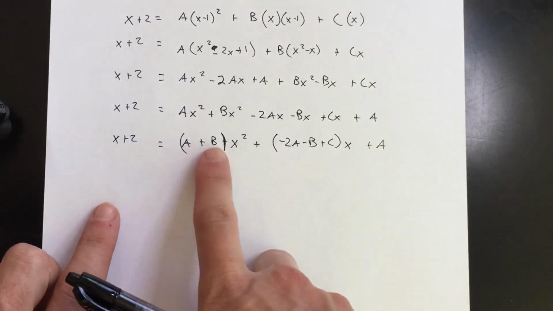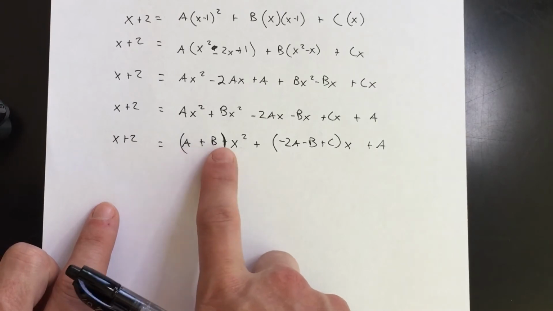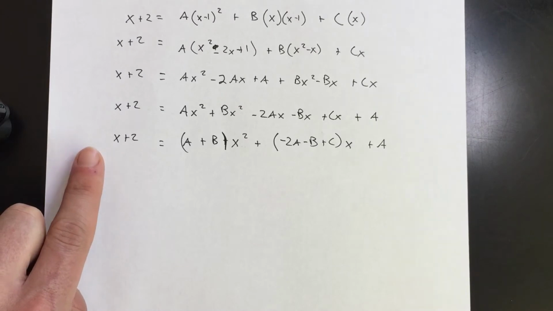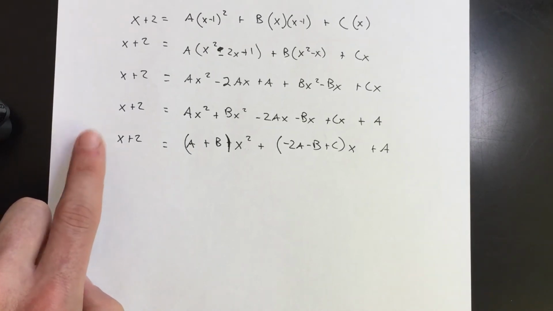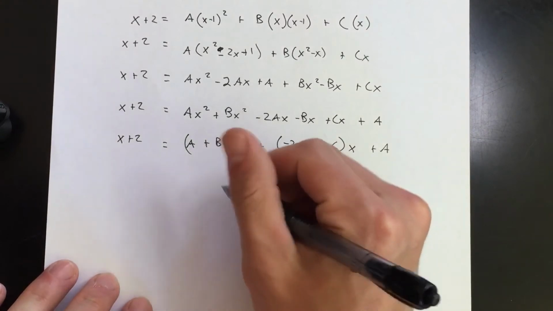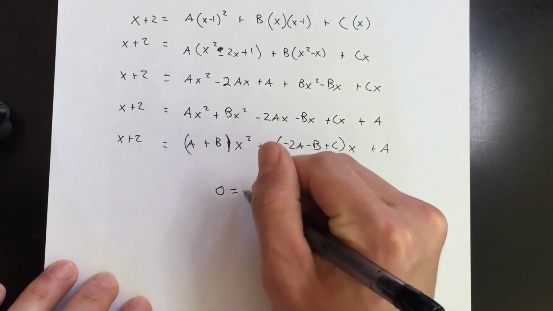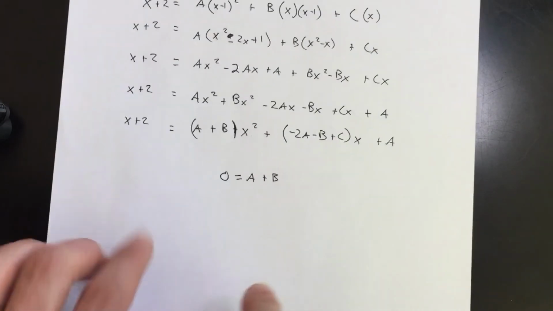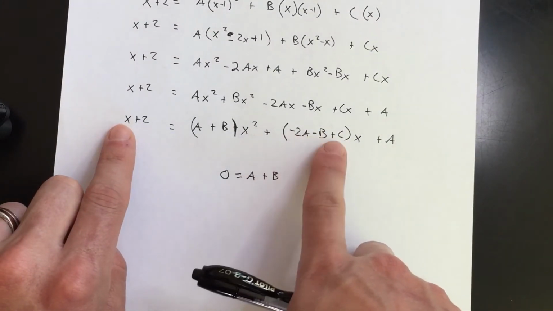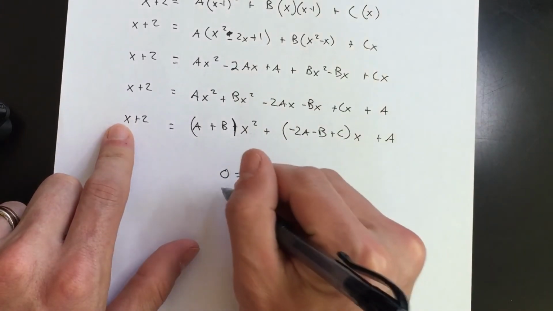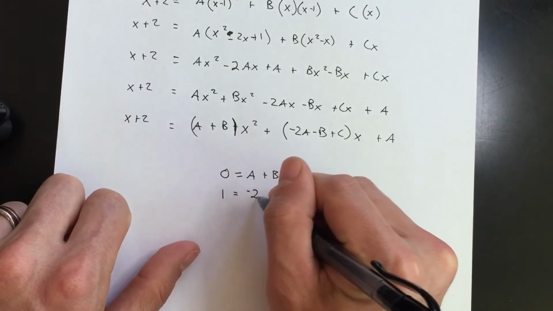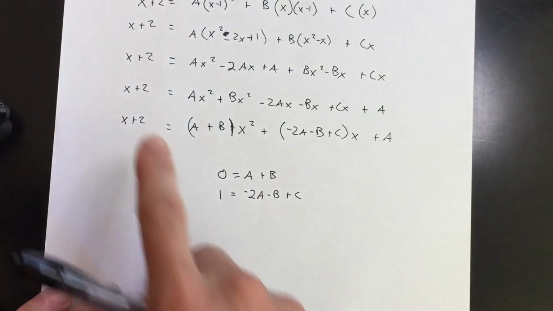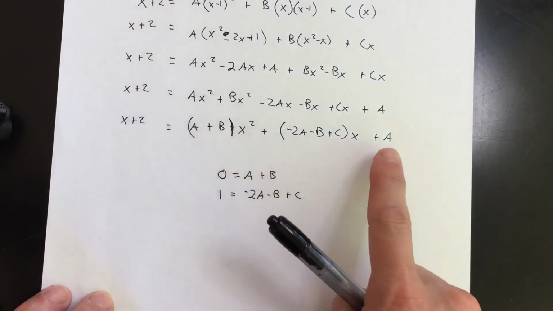So let's check this out. A plus B, the coefficient of x squared, has to match the coefficient of x squared over here. Well, what do you notice? There is no x squared. So therefore there's a 0 x squared on my left-hand side. So the first equation in my system is going to be 0 equals A plus B. My next equation: the coefficient of x has to match the coefficient of x. This coefficient is a 1. So 1 is equal to negative 2A minus B plus C.